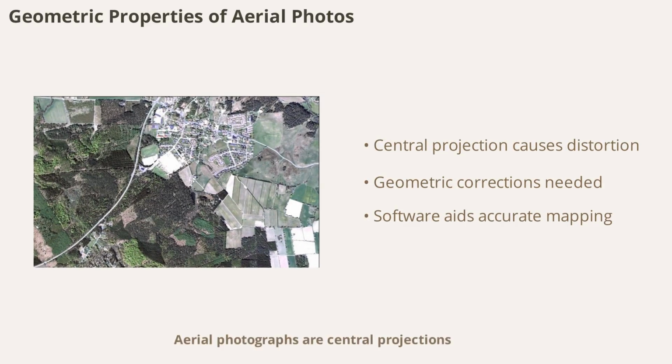Aerial photographs are central projections, meaning all rays pass through a central point in the lens. This causes radial displacement of objects, especially those with vertical extension. To use aerial photos for accurate mapping, geometric corrections are necessary. Modern digital systems and software make it easier to correct and register images to map projections, ensuring accurate spatial analysis.